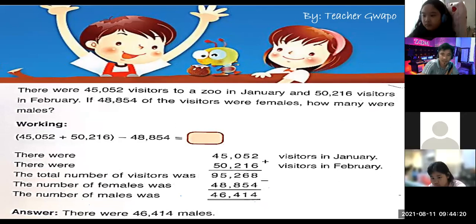Anyone from the class? How many females are there in the zoo? Kiwi, can you tell me? How many females are there in the zoo? You can open your microphone. That is in the second example. How many visitors or female visitors were there? 46.